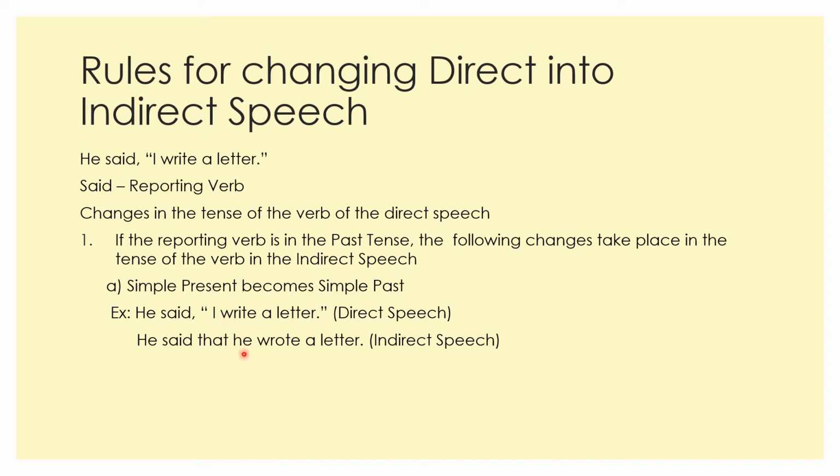So I will become he. This write, which is in the simple present, will become wrote in the simple past. So, he said that he wrote a letter. This is in indirect speech. So the simple present, I write a letter, becomes he wrote a letter in the simple past.